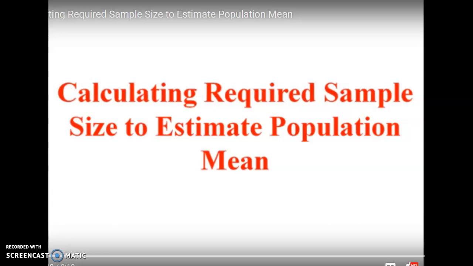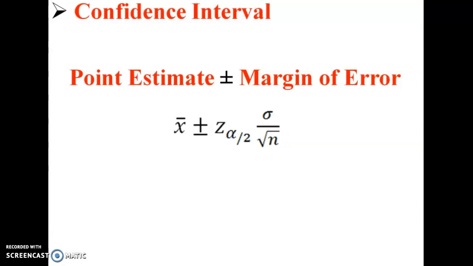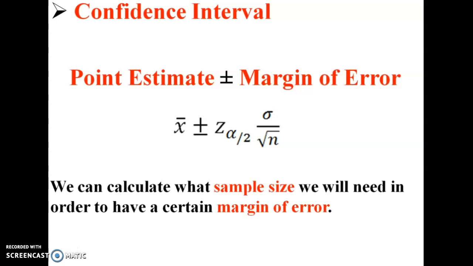So we're going to look at Chapter 8 a little bit, and this is 8.2. We're going to estimate how big a sample we need to estimate a population mean. So if we have some confidence interval, x bar, the sample mean, plus or minus how many standard deviations times the standard deviation of the population over the square root of the sample size, we have a margin of error here. So we start with this, and we're going to calculate a sample size if we're willing to accept a certain margin of error.